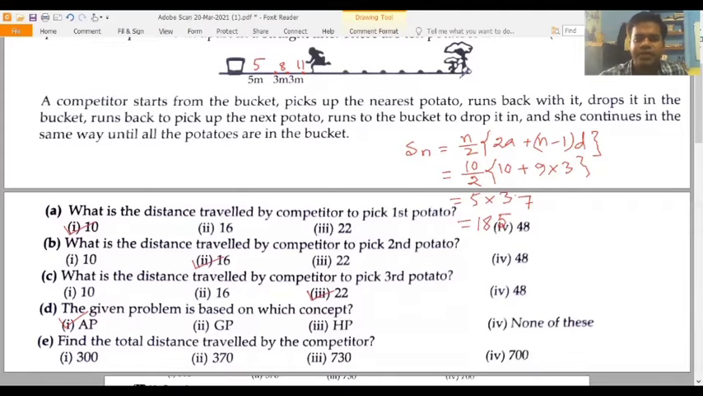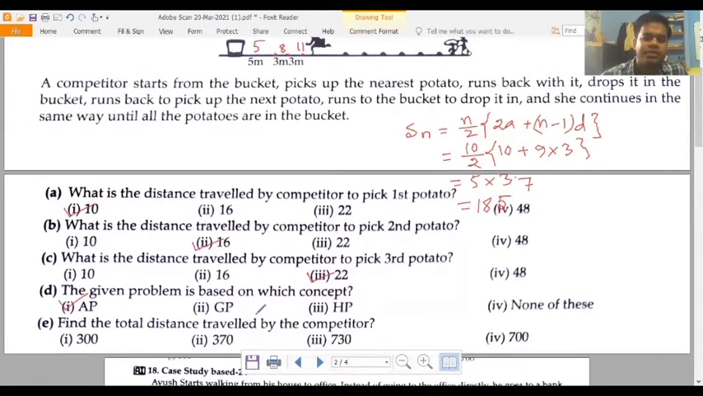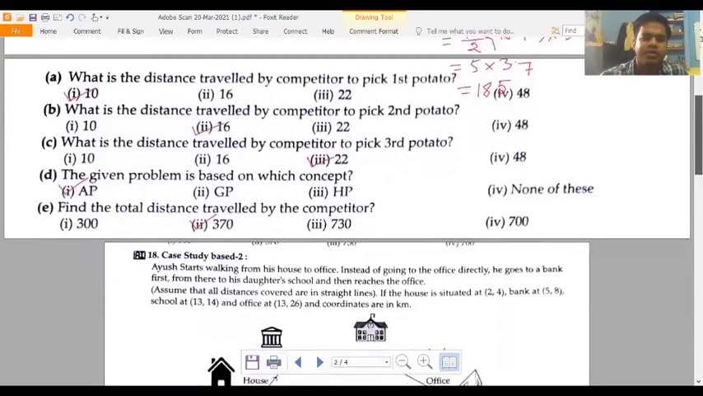That is the distance, and the back distance is also there. He picks up one potato, runs back and keeps it in the bucket, and goes again. So it will be multiplied by 2. So what is the total distance? 185 into 2 is 370. So 370 is the answer, the total distance traveled by the competitor.